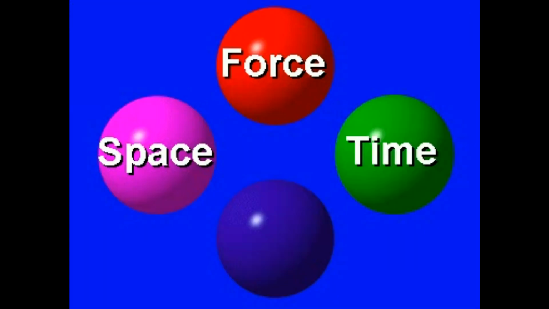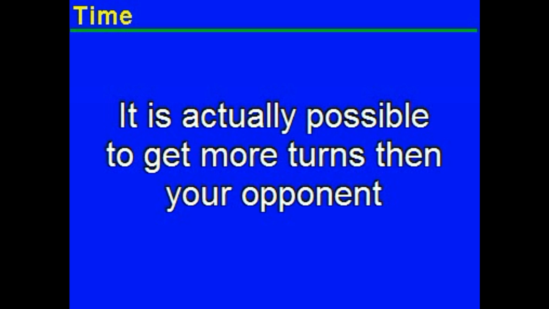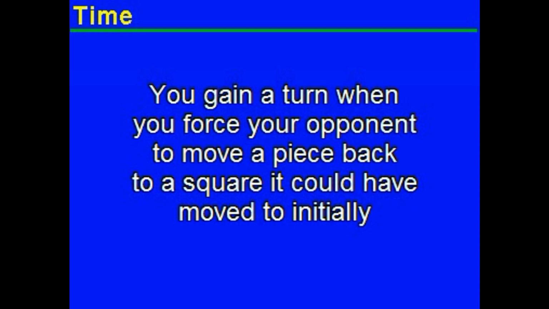Time. The element of time is often misunderstood by players, even at a higher level. Believe it or not, despite the fact that chess is a turn-based game, it is actually possible to get more turns than your opponent. A turn in chess, when speaking of the element of time, is called a tempo. The way you gain or lose time is primarily moving a piece to the wrong square and later having to move it back along the original path it traveled in reverse.